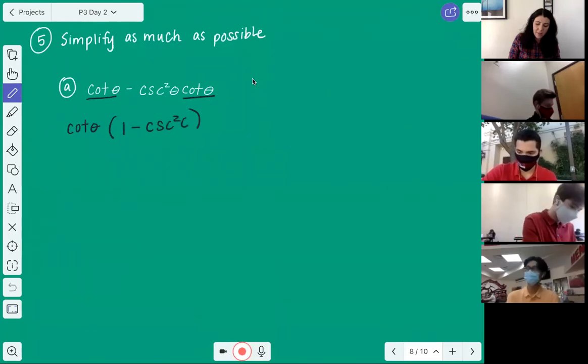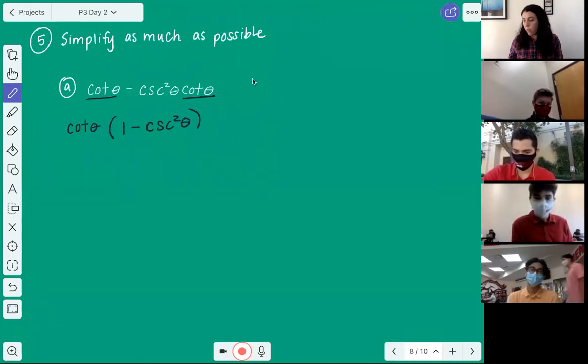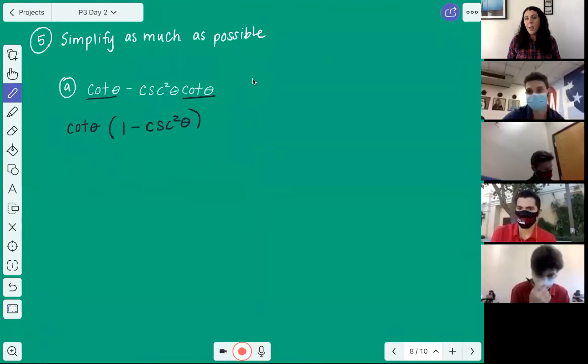Fantastic. Okay. So this allows us to see a different identity a little more obviously than if we just immediately changed everything to sines and cosines. Changing everything to sines and cosines will always work, but sometimes it makes the equation look a little bit harder. Okay, so now we have 1 minus cosecant squared. Dylan, what does 1 minus cosecant squared make you think it might be? A Pythag. Might be Pythag, right? So we might be dealing with Pythag.